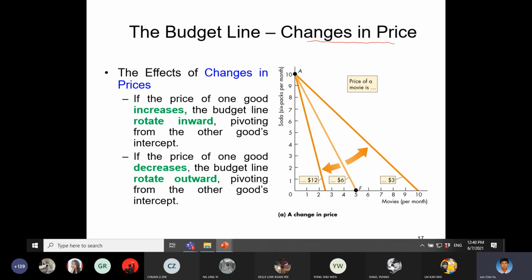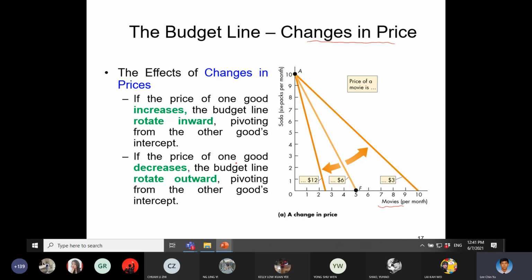Now we go to the budget line when we change the price. Just now we said the price of the good remains unchanged. We have fixed income and the price is fixed also. What if we change the price? If you change the price, your budget line will rotate. If the price of one good increases, your budget line will rotate inward, becoming more expensive. For example, if the price of the movie increases, the number of movies will become less, so it rotates inward. The price of soda remains unchanged for this moment.